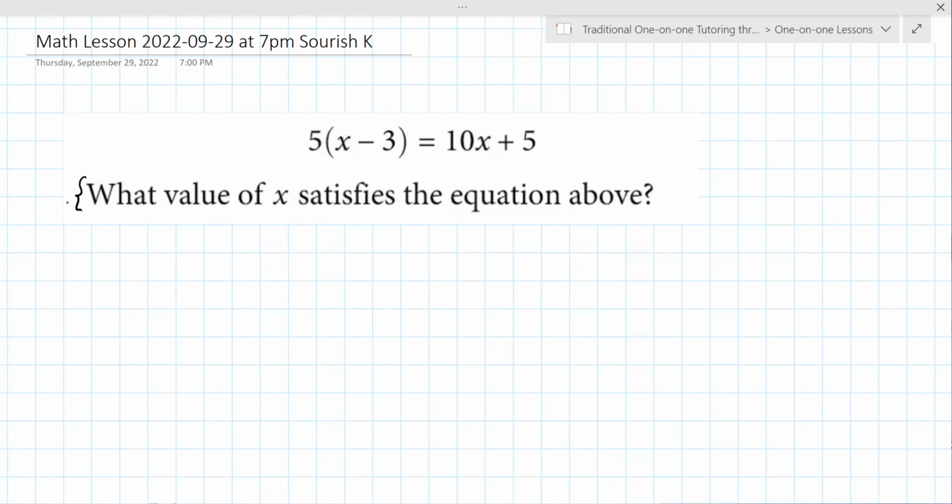Is this from the state test? This would be a state test type of question. Yeah, this would be like your algebra 1 type of stuff. Okay, so let's work on solving an equation like this.